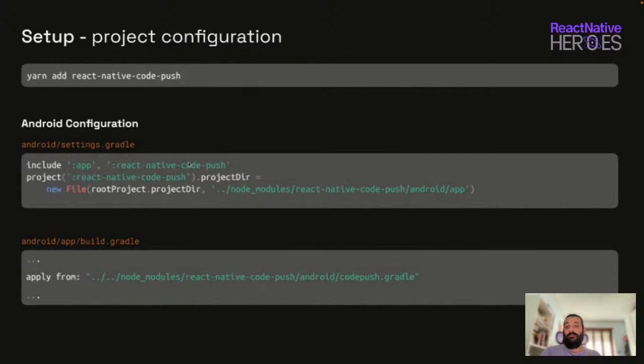First of all, we have to add these 2 lines to the settings Gradle to tell the app where to find the CodePush module. Then you have to tell your build Gradle to execute the CodePush Gradle at build time. So you have to add this line in the app Gradle file after the React Gradle line.